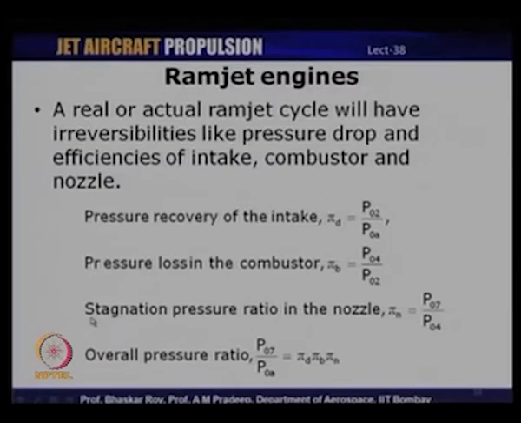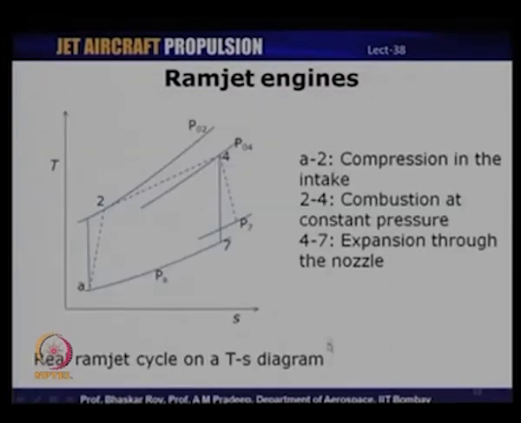You may also have a stagnation pressure ratio in the nozzle, which is the nozzle pressure ratio P07 by P04. So, the overall pressure ratio is basically the product of the three. P07 by P0A is pi_d times pi_b times pi_n. An ideal cycle would have this ratio equal to 1. In a real cycle, it will not be 1, it will be less than 1. So, this is how a real cycle of a ramjet would look.